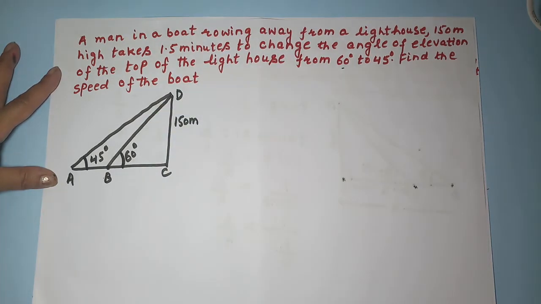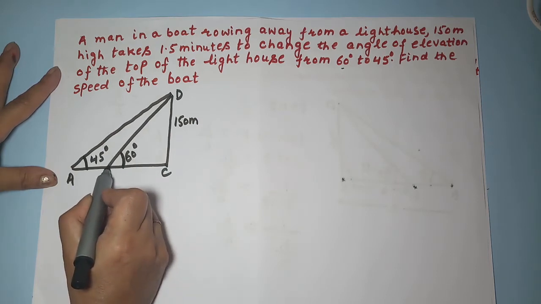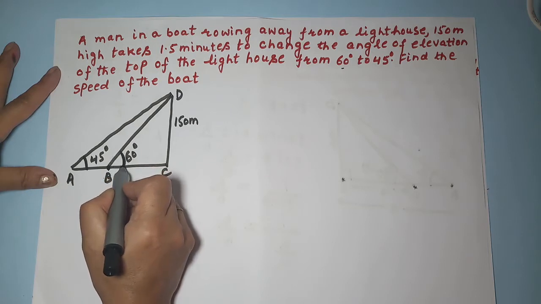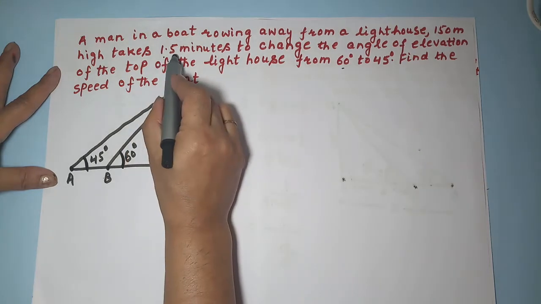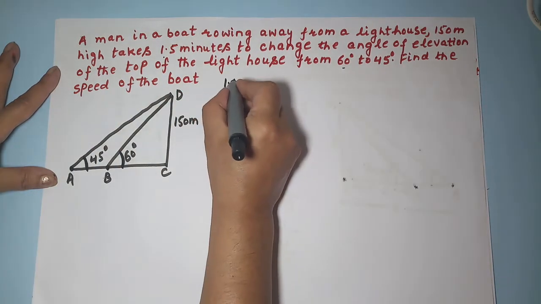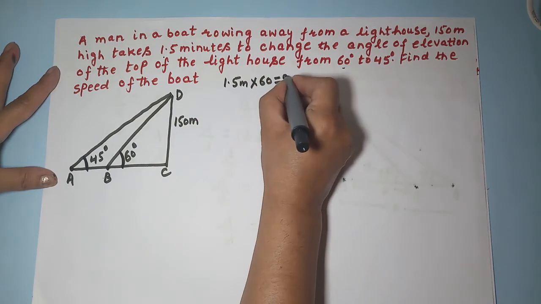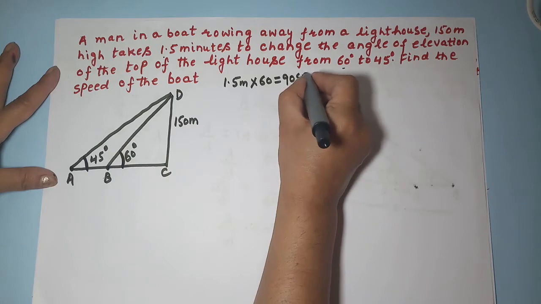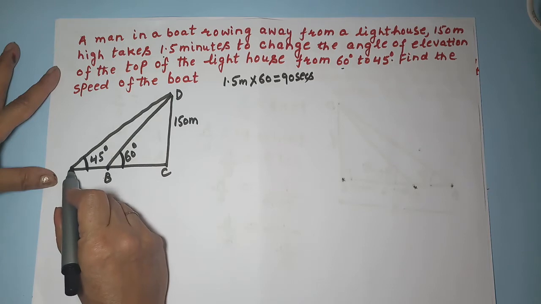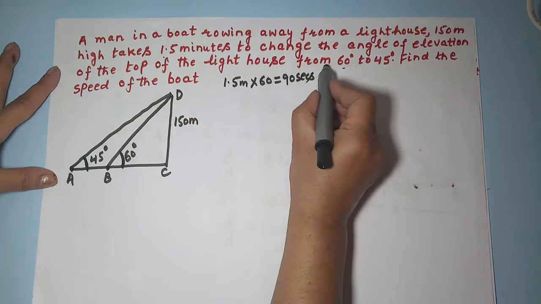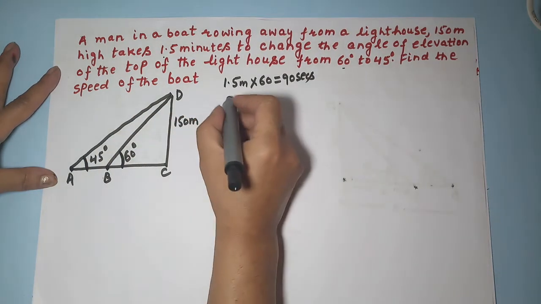Now he's saying that this man rowing a boat is moving away from the lighthouse, and when the angle of elevation changed from 60 to 45, he took how much time? 1.5 minutes. So 1.5 minutes we can change into seconds by multiplying it by 60, that is 90 seconds. So he took 90 seconds from moving from this point to this point, from 60 to 45. Find the speed of the boat. Okay, he wants us to calculate the speed of the boat.